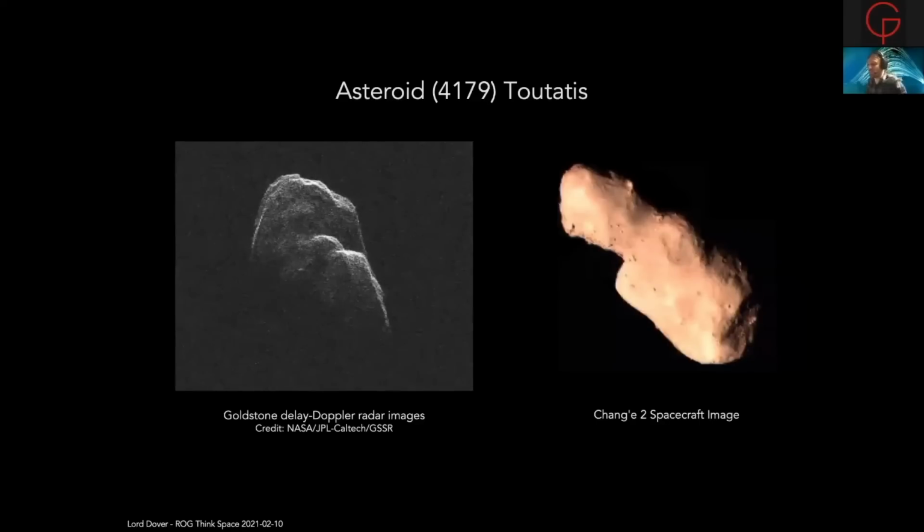So here's a really good example. It's an asteroid called Toutatis. This is, again, quite a scary asteroid. It's a near-Earth asteroid that may one day impact us. And on the left, we have a radar echo of this asteroid, and on the right we have a real photo of the asteroid taken by the Chinese Chang'e 2 spacecraft as it flew past it.